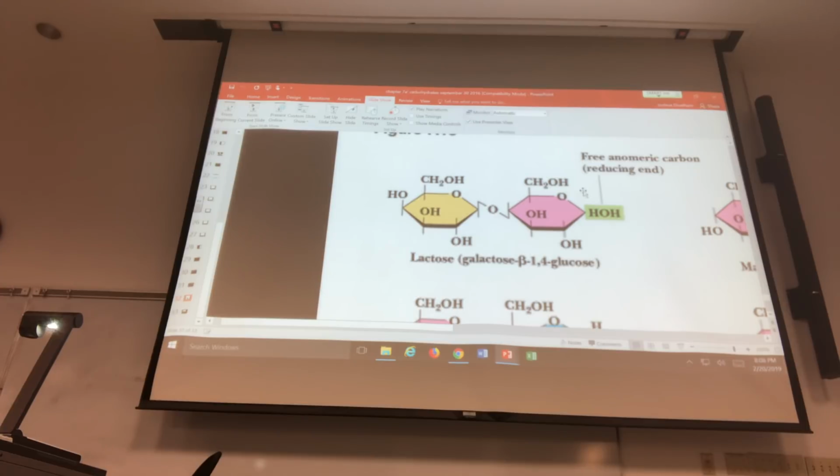Yeah, so first is to identify the anomeric carbon. So the question was, how to identify a free anomeric carbon? First is identify an anomeric carbon. It's the ones bonded to 2 oxygens. For a free anomeric carbon, you look at that carbon and you see if there's a hydroxyl attached to it. If there's anything other than a hydroxyl attached to it, it is not a free anomeric carbon. If there is a hydroxyl attached to it, it is a free anomeric carbon. Okay. All right, so we got to move on.